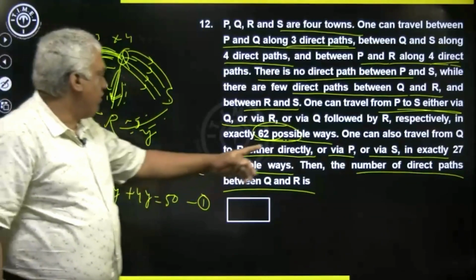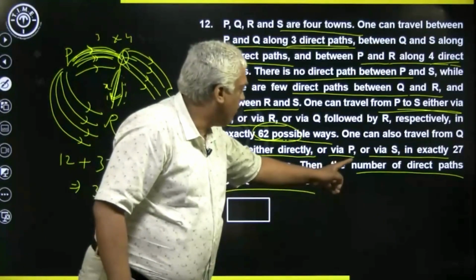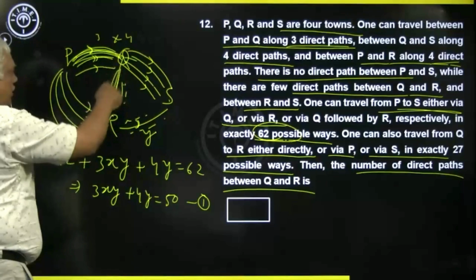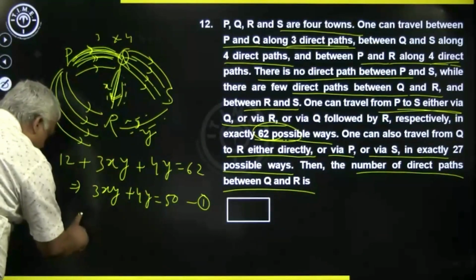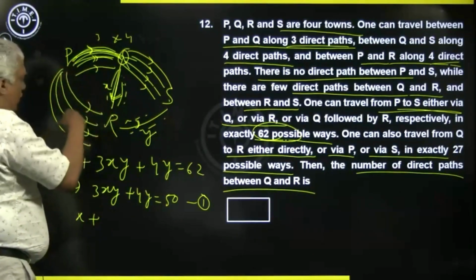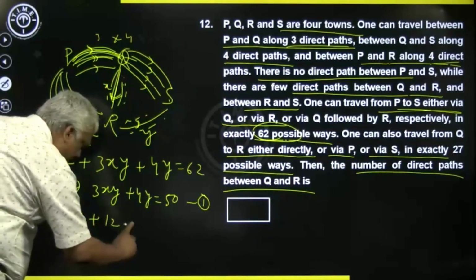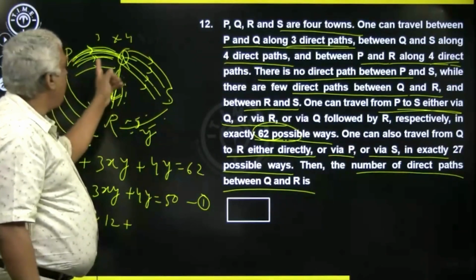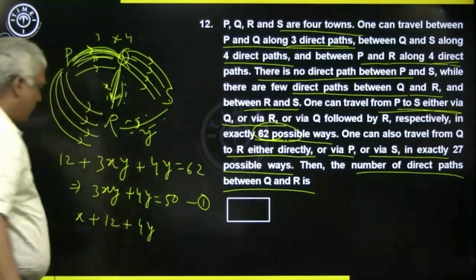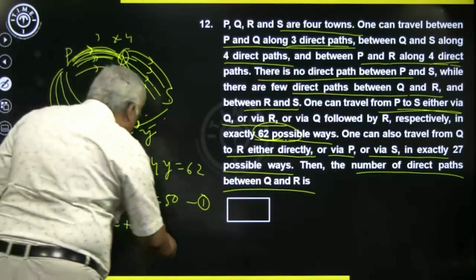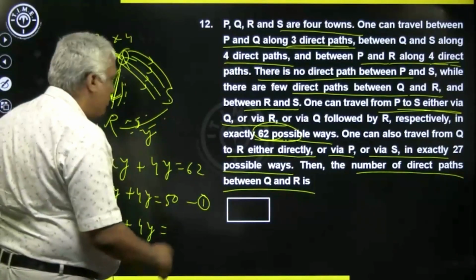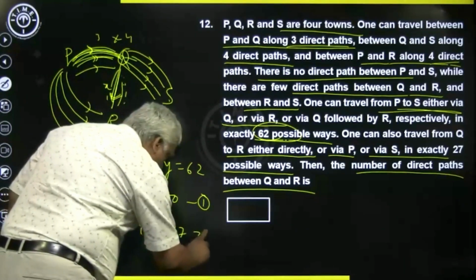Second one, we can travel from q to r directly or via p or via s in 27 ways, q to r, right. So, q to r we can go directly in x ways, via p, q to p 3 ways and p to r 4 ways, so 3 into 4, 12 ways, plus q to r via s, there is 4 ways into y ways. So it will be 4y ways, right, and this is equal to 27 ways, equation number 2.